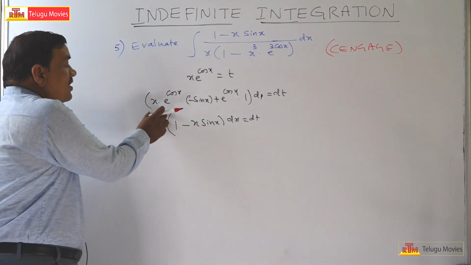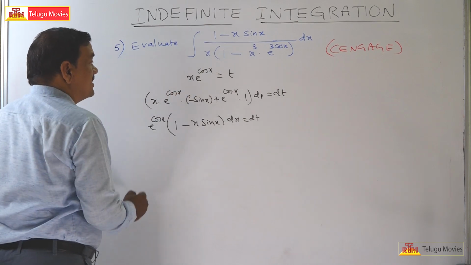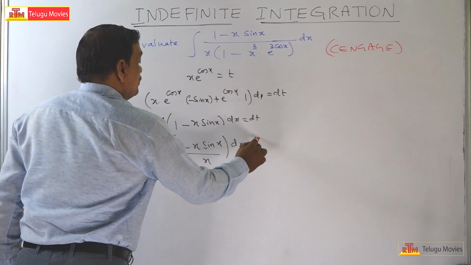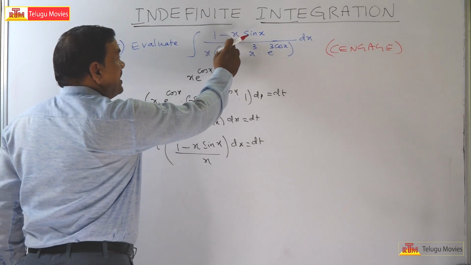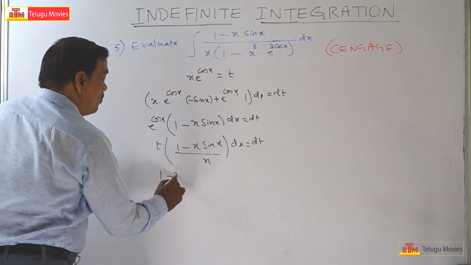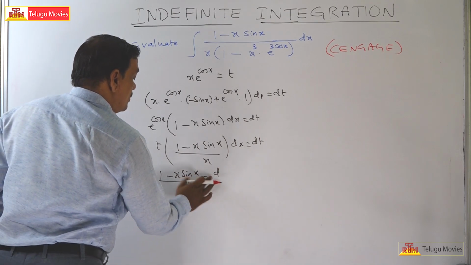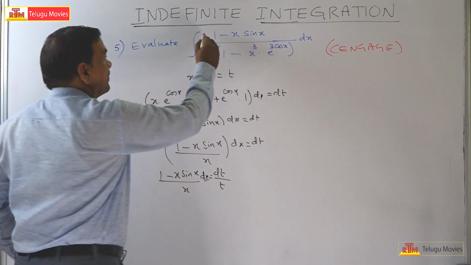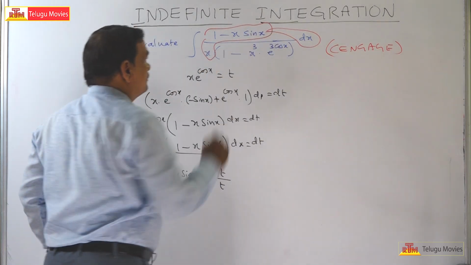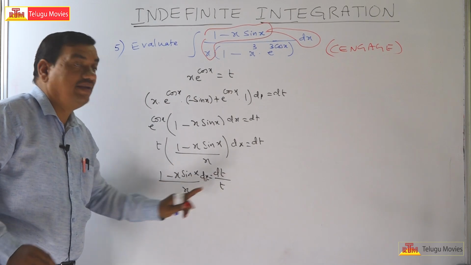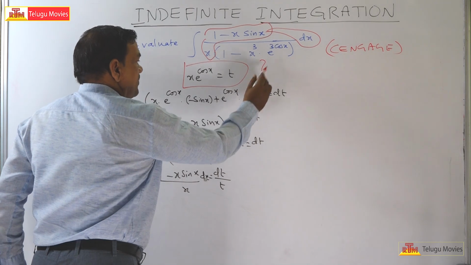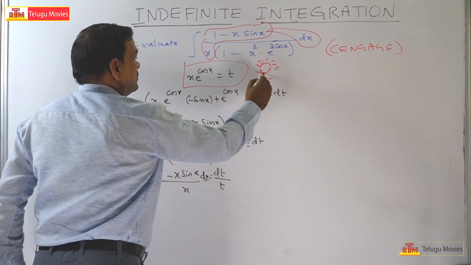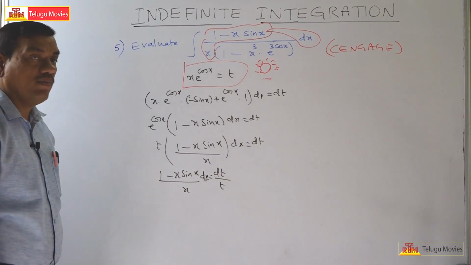Very nice. But what about e power cos x? In place of e power cos x, can I write this as t by x? So (1 minus x sin x) by x into dx is equal to dt by t. Very nice. So (1 minus x sin x) by x dx is equal to dt by t. That is the first idea that you have to get. This is the idea. If you get that idea, the problem is almost over.